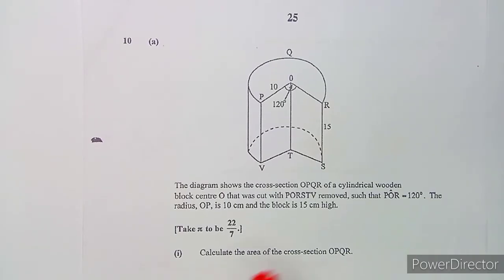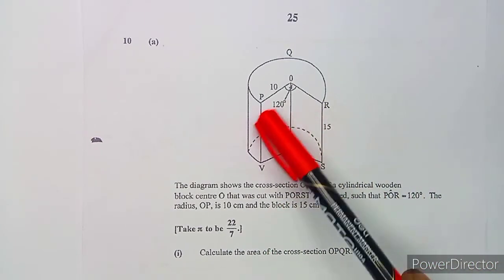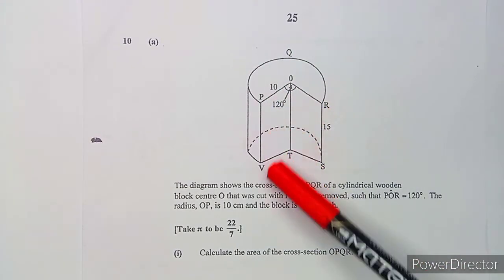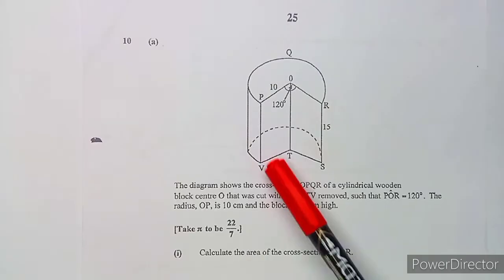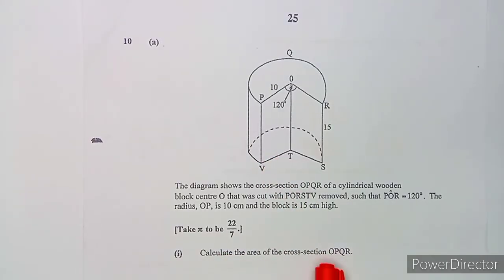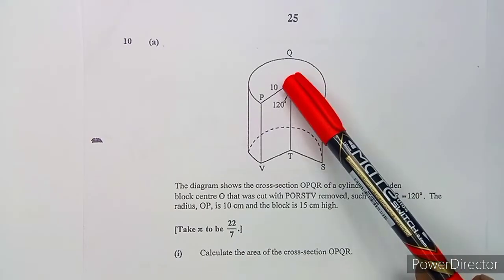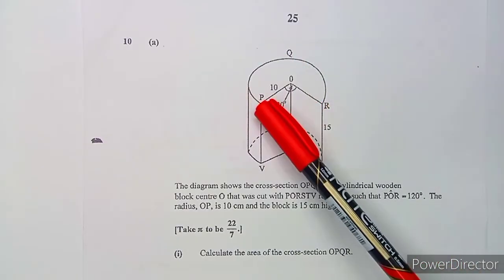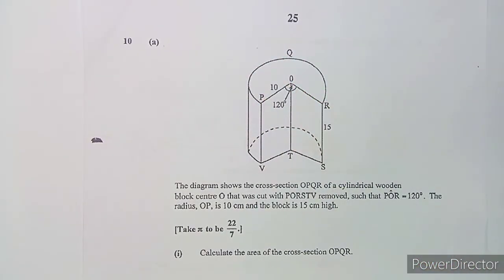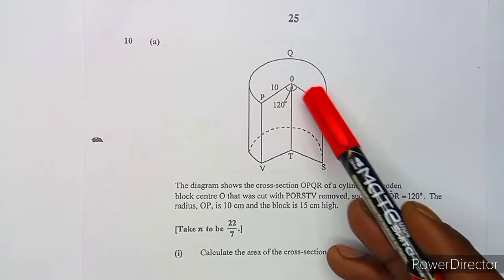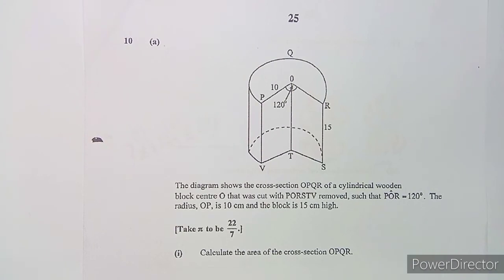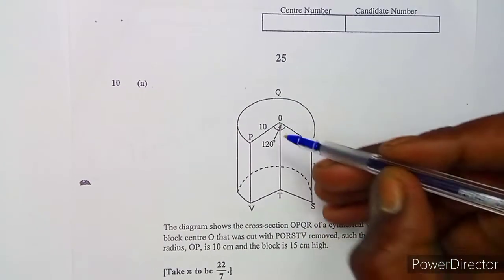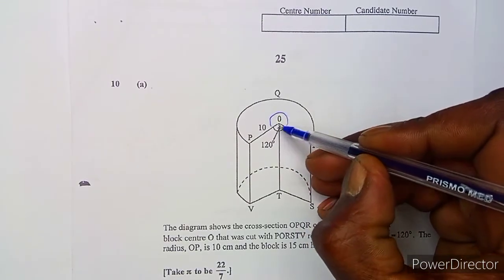Okay, so here we are given a cylindrical wood OPQR, which was cut. As you can see, it's open. We're asked to calculate the area of the cross section OPQR, which is a sector. All you need is to find the area of a sector, and this is OPQ, the bigger part. So we have to use this angle that is inside the sector.